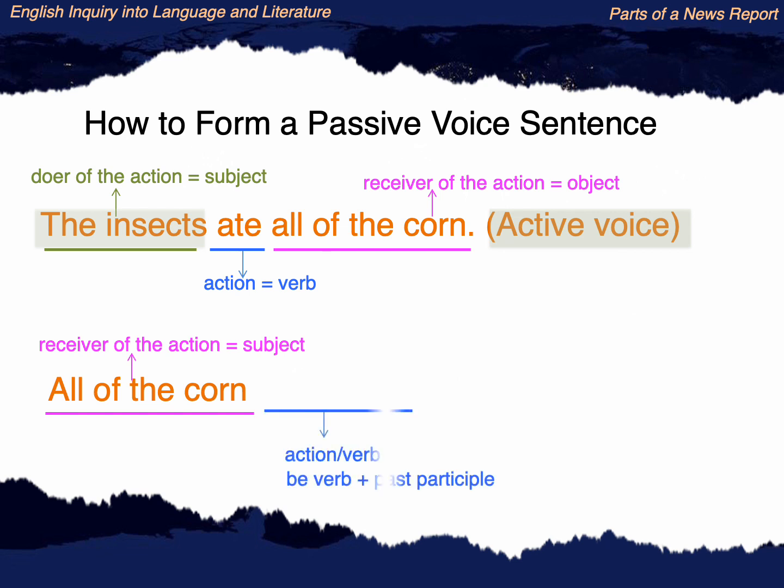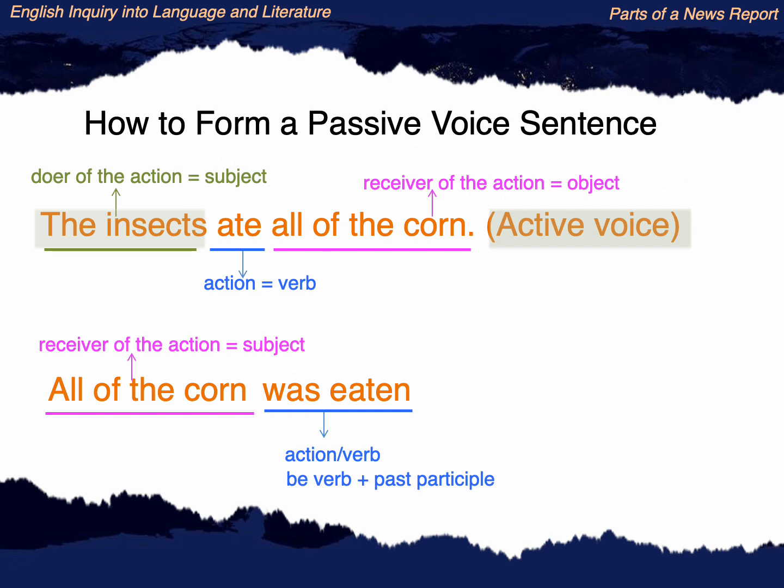How about the verb? The verb is be verb plus the past participle. So here, the verb is ate. What is the past participle of ate? Yes, it's eaten. Very good. So because it's past tense here, we add was plus eaten. So it was eaten.